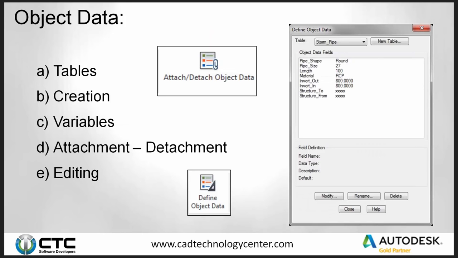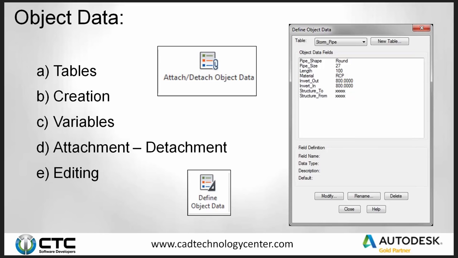Object data, it has tables. You're able to manually create your own table, and that's what I have over on the right-hand side. I created a table called storm pipe, and I added a field called pipe shape, gave it a value of characters, and then a default value of round. And then pipe size, integer, and then the default value is 27. Length, if I want to put in a length of my pipe, I just defaulted it to 100 feet. Material, invert out, invert in, structure to, structure from. I quickly created those fields that I can assign to my civil objects.